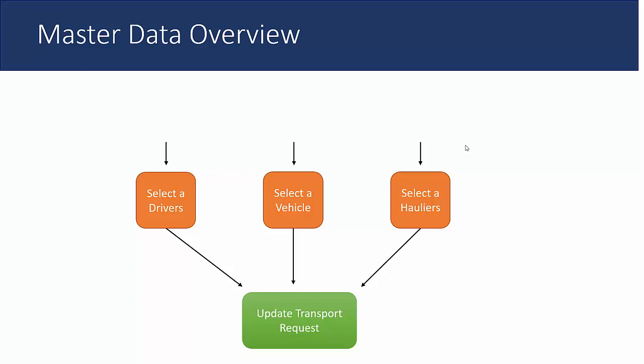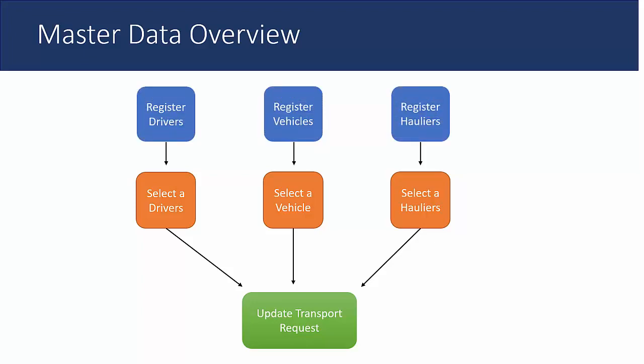On a regular basis, you will receive transport requests from Fosco. Transport requests are an instruction for your organization to send a vehicle to either deliver or collect product from Fosco. A transport request is your opportunity to update the vehicle, the driver, and the haulier. And to do that, we use our master data.